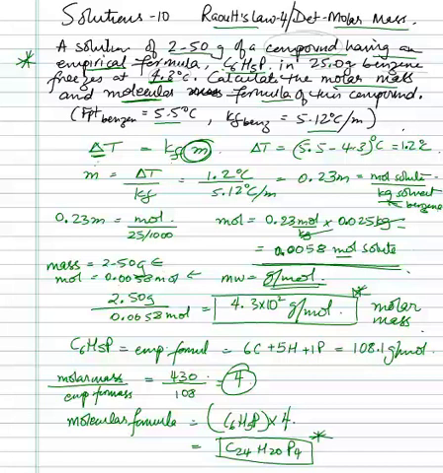Again, in this one we had an unknown compound, and we knew what the freezing point depression was. Once you know the freezing point depression and you know the freezing point of your solvent, then you can figure out the molar mass of an unknown substance.